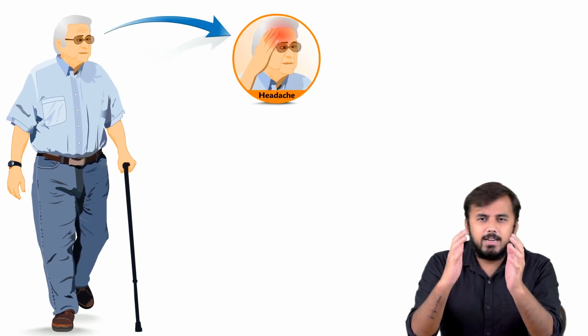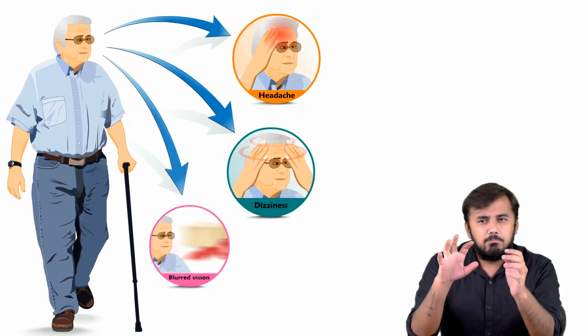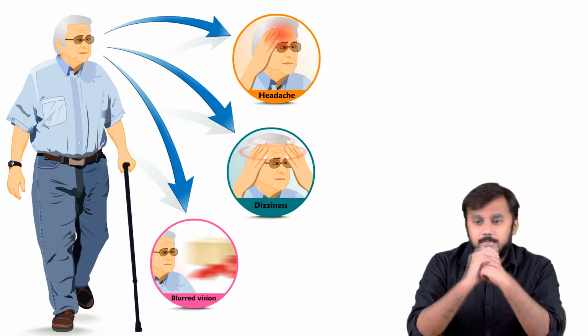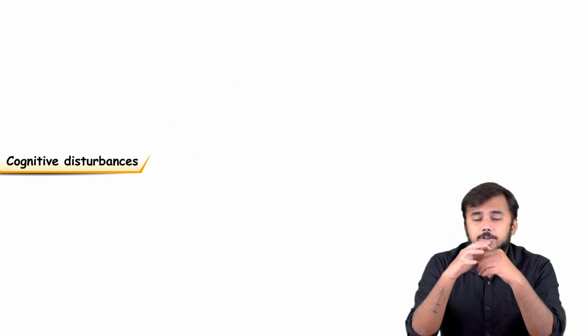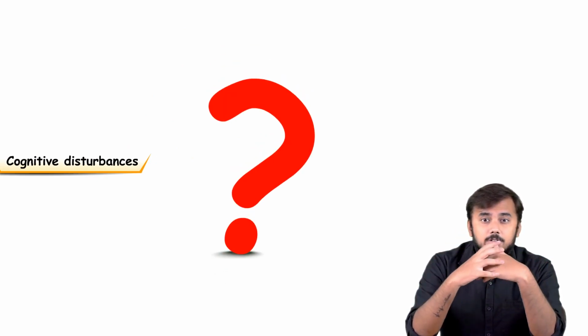So here we go. A case: a 56-year-old man comes to the clinic with complaints of severe headache, dizziness and blurred vision. He can't even see properly. His son complains that his father is having some cognitive disturbances. Now, what do you mean by cognitive disturbances?